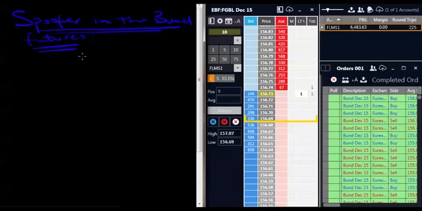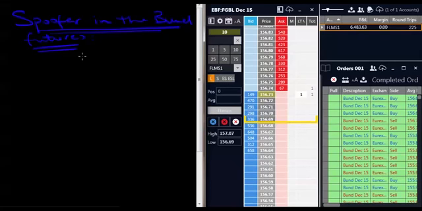The spoofer tends to be a little bit slower, and it seems as if the spoofer, in most cases, is trying to get a similar sort of fill on the other side of the order book from where his big bid or big offer is. Yeah, so there's a very similar kind of price action there. There are a few different types of spoofers.